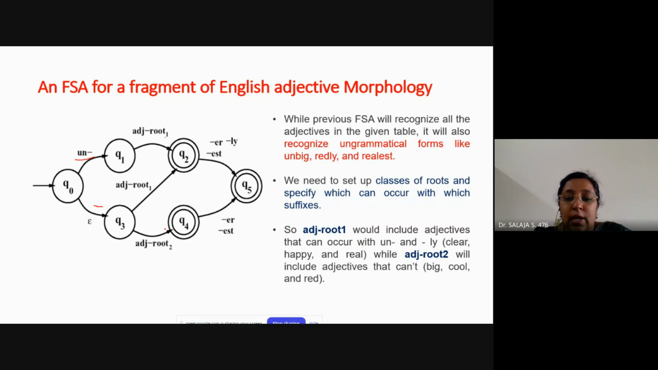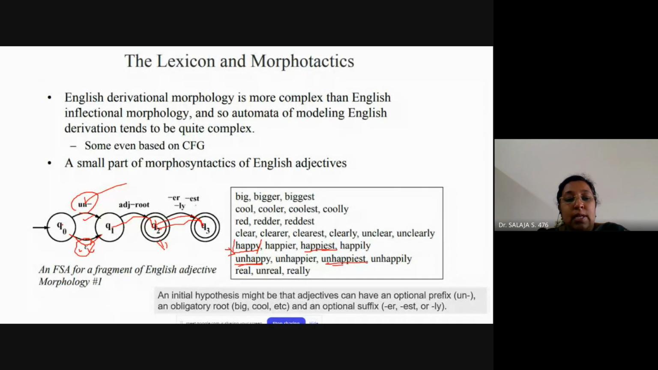You have a set of other adjectives which will never have a prefix at all. Okay. So now what they have done here is they have taken two different adjective formats. One, in this case, I'll talk about big. This allows unbig. Unbig is also allowed.